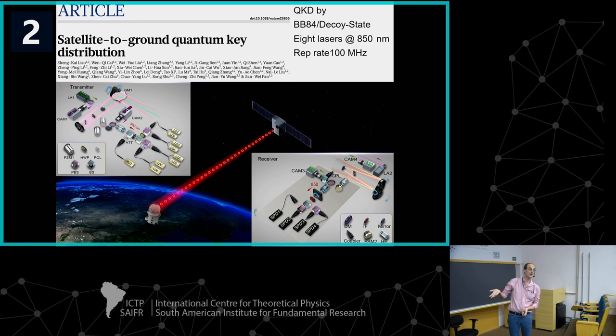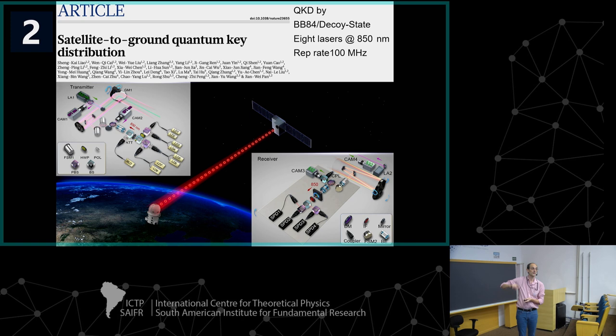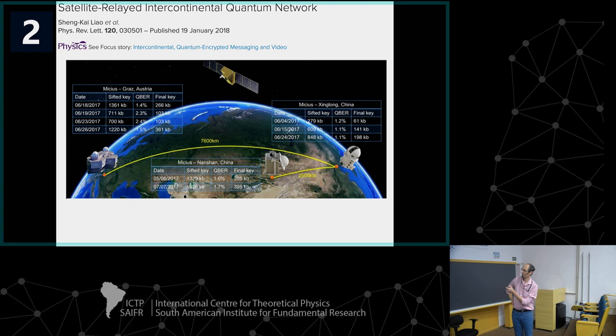So they made a BB84 protocol with an increased security, that's the decoy state, to avoid the possibility that you can have two photons being sent and then you can capture one photon. You have this decoy state that can herald if you have an attack. Using 8 lasers operating at 800 nanometers, repetition rate of 100 megahertz, they built basically a sharing of some sort of key of about 100 kilobytes using stations placed more than 7,000 kilometers apart.